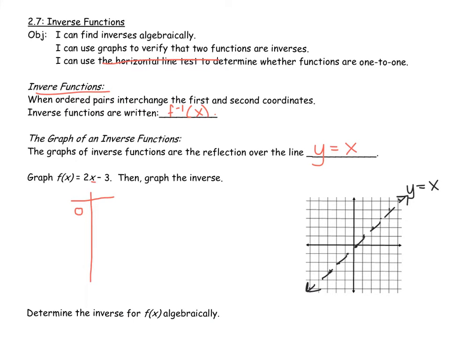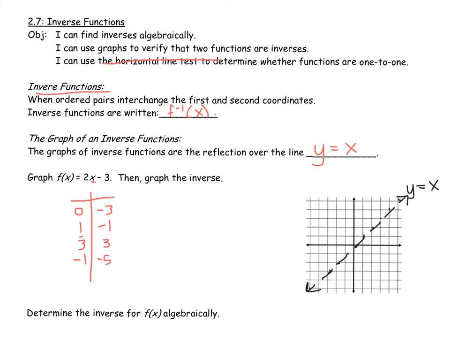If I plug in 0 for x, 2 times 0 is 0, minus 3 would be negative 3. I'll plug in 1. 2 times 1 is 2, minus 3 would be negative 1. I'll go out a little bit further, I'll plug in 3. 2 times 3 is 6, and 6 minus 3 is positive 3. I'm also going to pick a number on that left-hand side when x is negative. I'll pick negative 1. 2 times negative 1 is negative 2, minus 3 is negative 5.